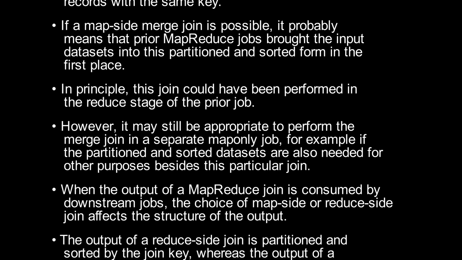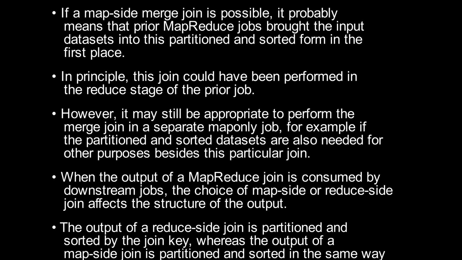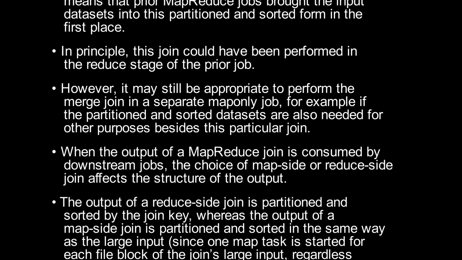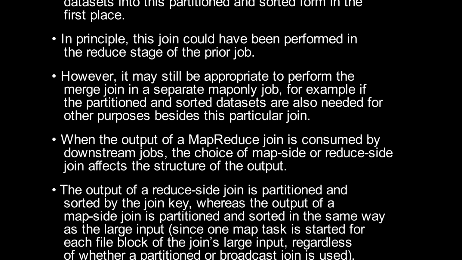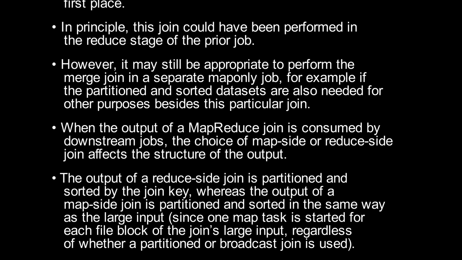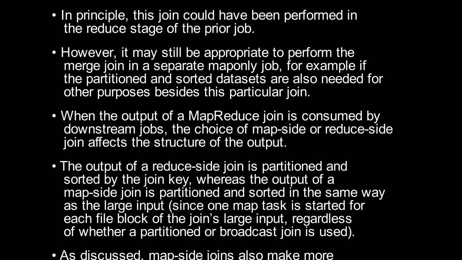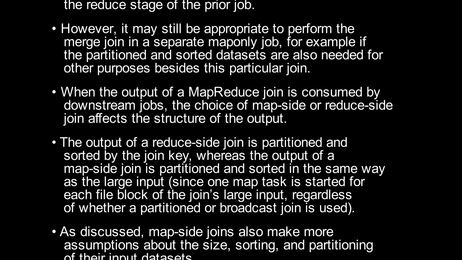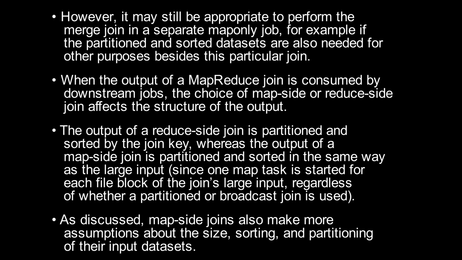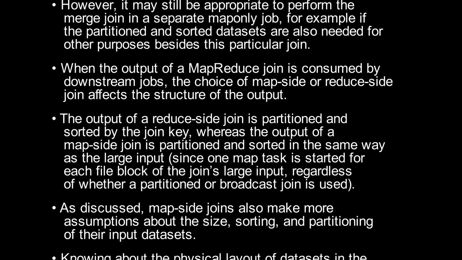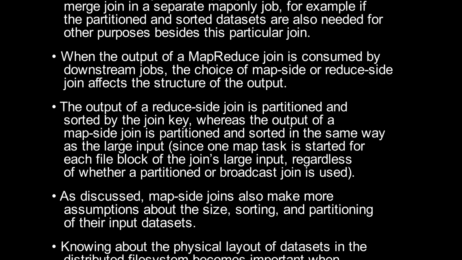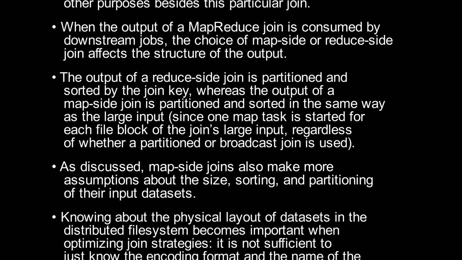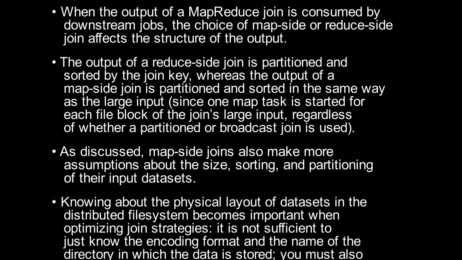When the output of a map-reduce join is consumed by downstream jobs, the choice of map-side or reduce-side join affects the structure of the output. The output of a reduce-side join is partitioned and sorted by the join key, whereas the output of a map-side join is partitioned and sorted in the same way as the large input, since one map task is started for each file block of the join's large input, regardless of whether a partitioned or broadcast join is used. As discussed, map-side joins also make more assumptions about the size, sorting, and partitioning of their input datasets.